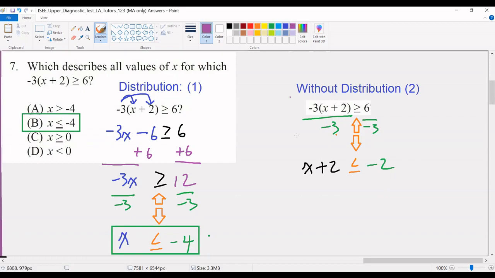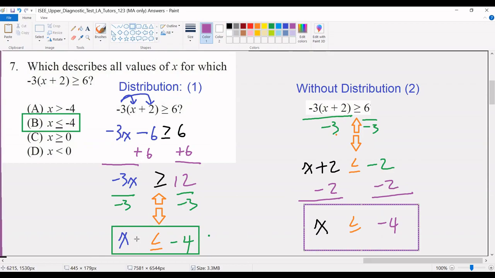Then our next step now is to subtract 2 from both sides of our inequality. We are left with x is less than or equal to -4. And this answer works out. It's the same as our method 1, and this matches part B again. So we are for sure now that in number 7, the answer is B.